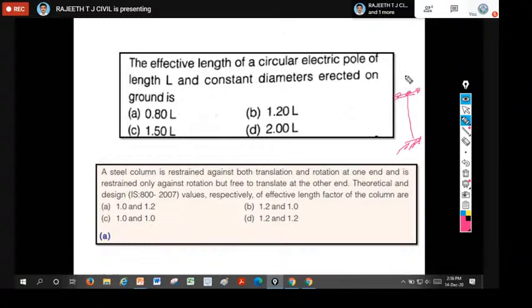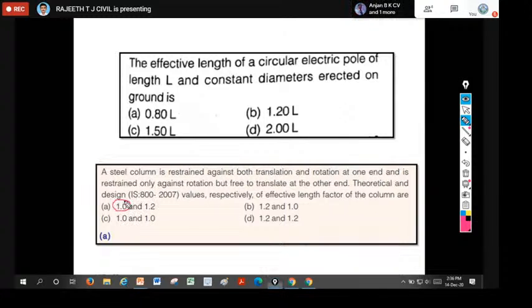So it is restricting the rotation, but it is going to translate towards the right or left side. Then the theoretical and IS design values: according to the code, we should mark the effective length factor here. Theoretically, we will provide 1.0.